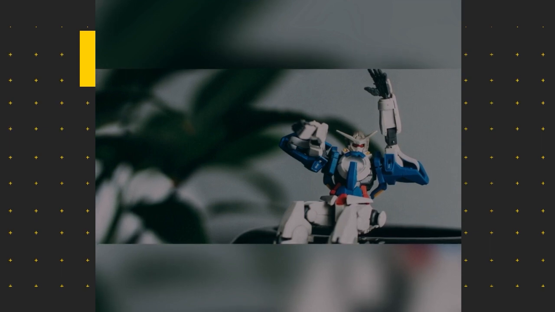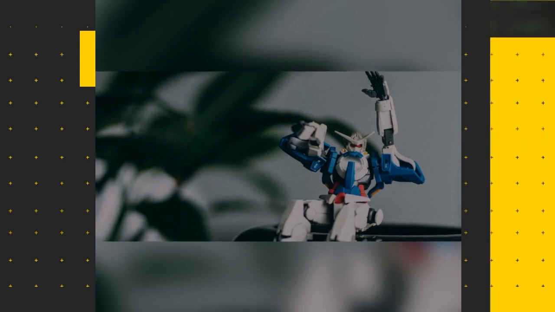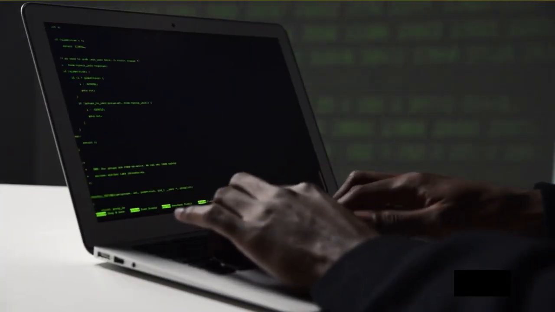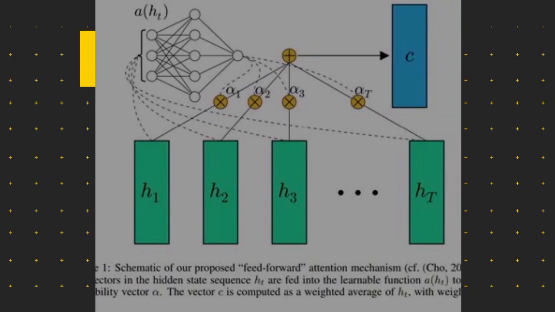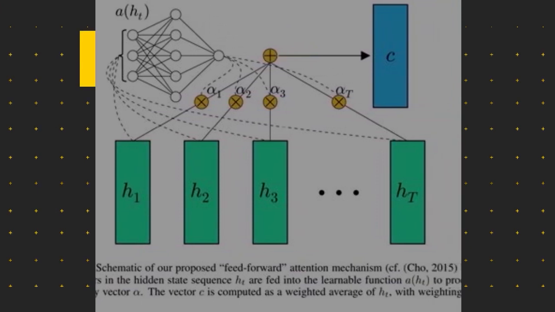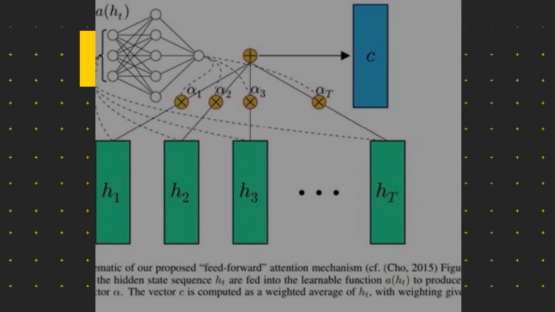Define the RNN layer. rnn = tf.keras.layers.RNN(tf.keras.layers.LSTMCell(units)). Apply the RNN layer to the input data. outputs = rnn(inputs). Define the model. model = tf.keras.Model(inputs=inputs, outputs=outputs).